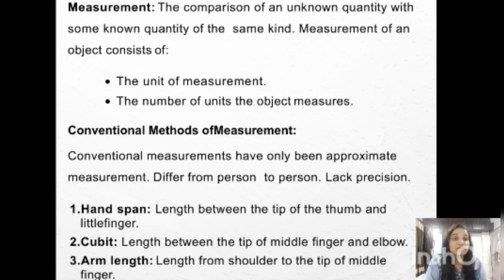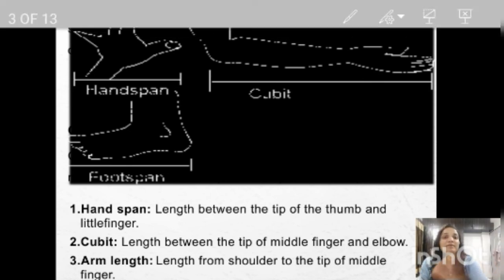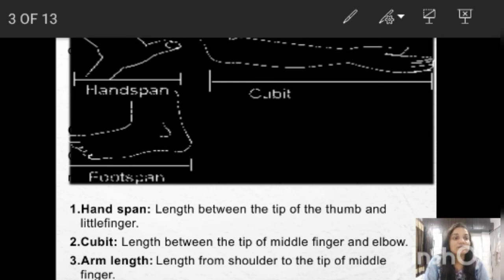One more is there, footstep. If you are walking, whatever the distance between two legs is called footstep. Here we are having one figure. In the first figure you can see this is the hand span, this is the cubit, this is the footstep. These all are examples of ancient units.